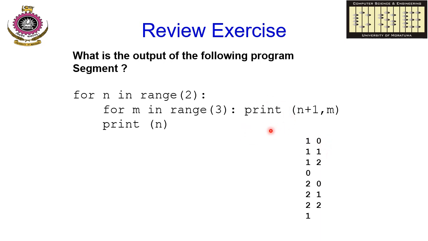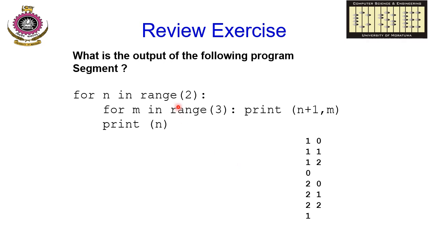And in the next iteration in the inner for loop, n plus 1 is still 1 and m will be 1 this time because the inner for loop is now going forward. In the next iteration also n plus 1 would be 1 and m will be 2. And once those 3 iterations are done, this print statement will also get executed and it will print the n value. What is the n value? n is 0. So this is printing of n. And then it will go into the next iteration of the outer for loop.